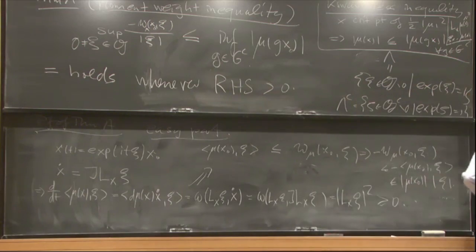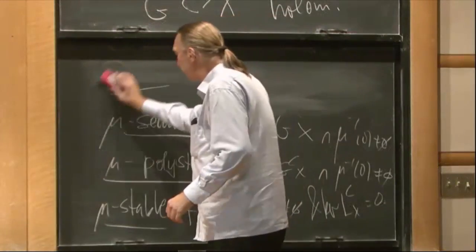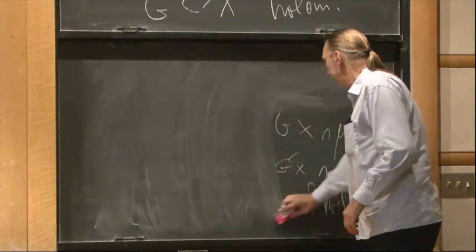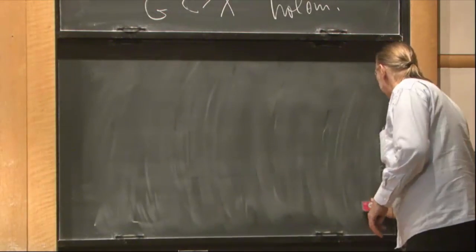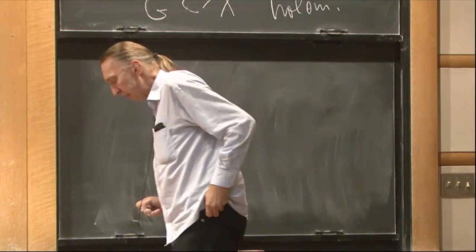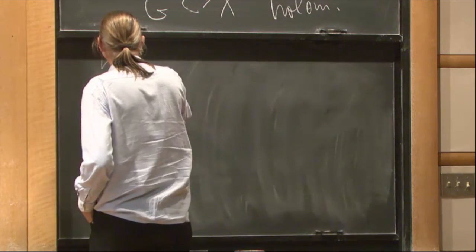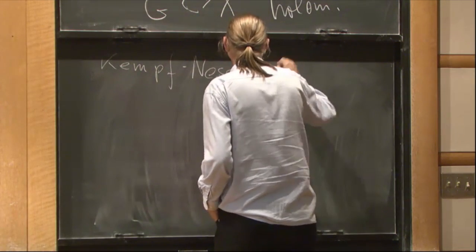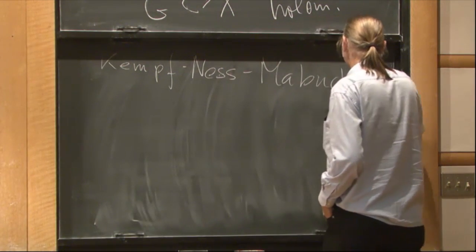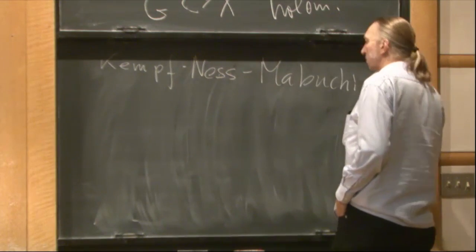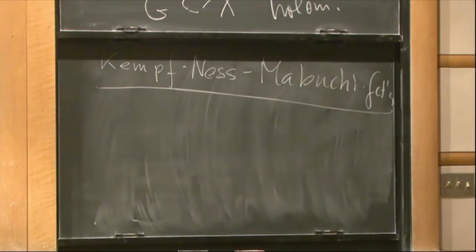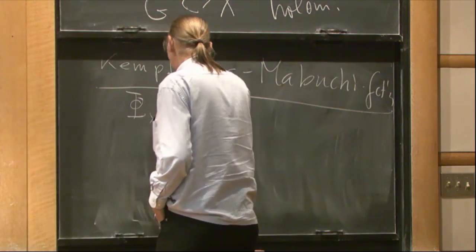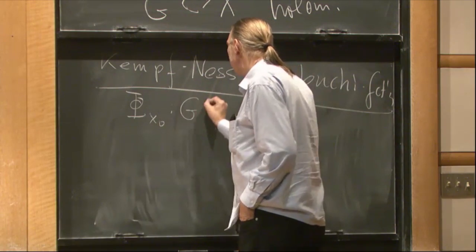And that geometric picture is that there is a function on the space GC mod G, which we call the Kempf-Ness Mabuchi function, but purely in the finite dimensional setting. And so this function I want to call phi x0, which goes from GC mod G.